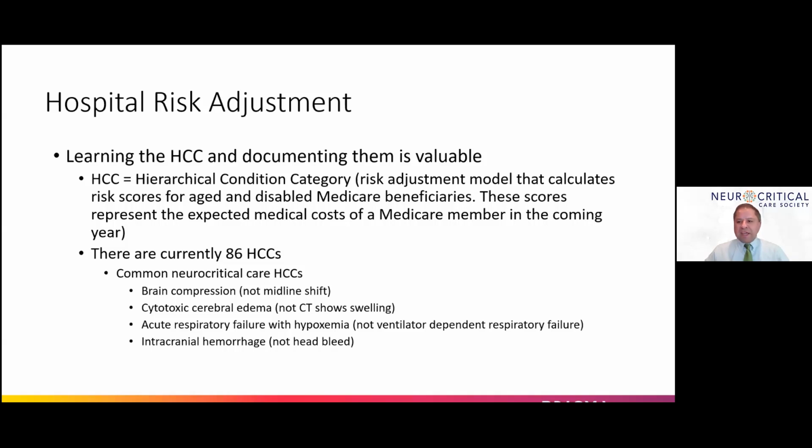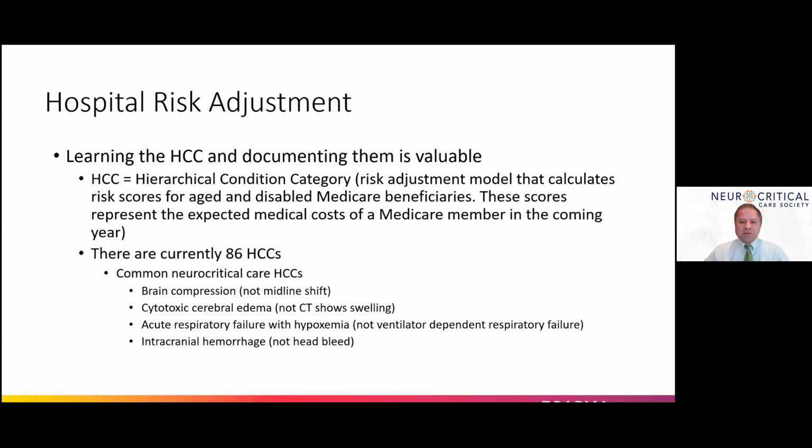So there are currently 86 HCCs as of 2020. So here are some common neurocritical care HCCs to use in your documentation. Brain compression, not midline shift. Midline shift is not a recognized term, even though it is for physician billing, it is not a recognized term for hospital billing. Cytotoxic cerebral edema, not CT shows swelling.